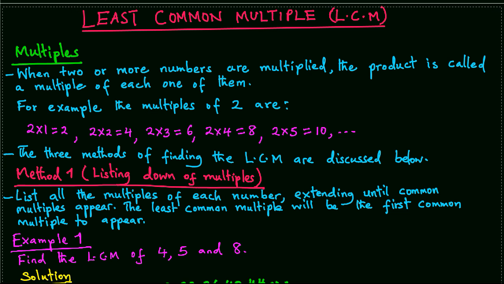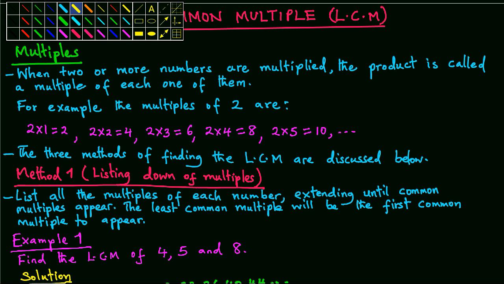For example, multiples of 2 are 2 times 1, we have 2 times 2, 2 times 3, 2 times 4, 2 times 5, and so on. There are 3 methods which can be used to find LCM of numbers.